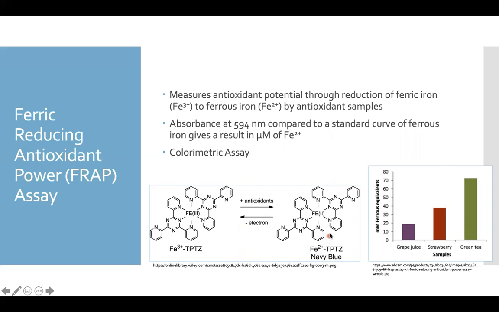The absorbances of these reductions are compared to a standard curve based on the stock solution to give results in micromoles of ferrous iron. In the chart to the right, it can be seen that the green tea produced more ferrous iron than strawberry, which produced more ferrous iron than grape juice. This means that green tea was a better antioxidant out of the three supplements.